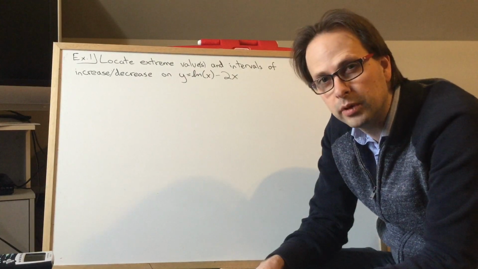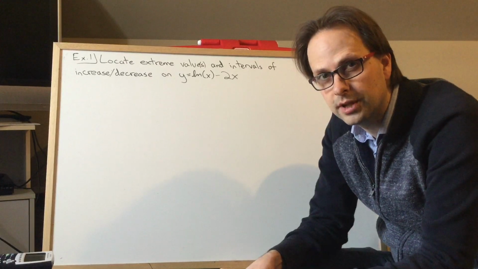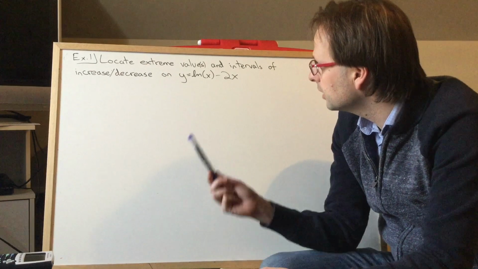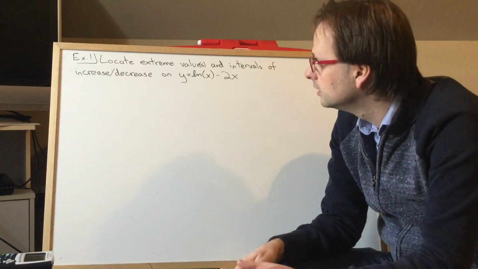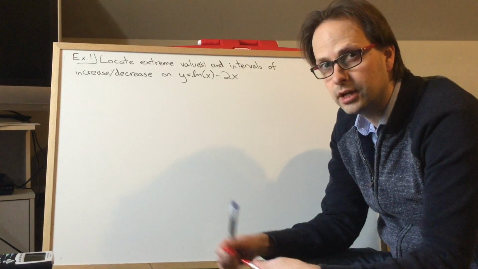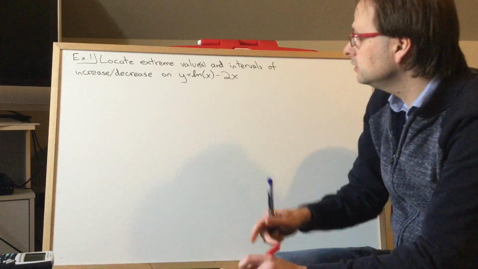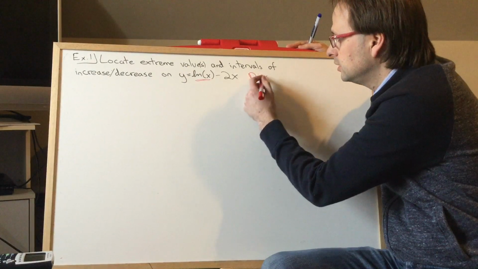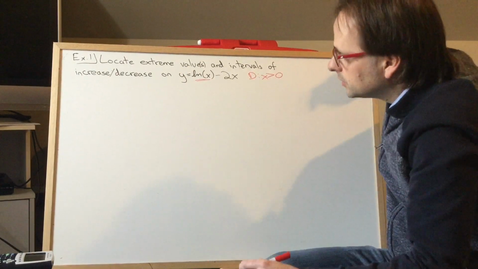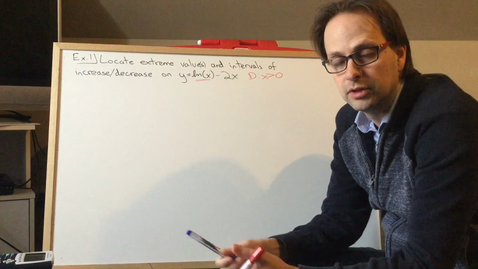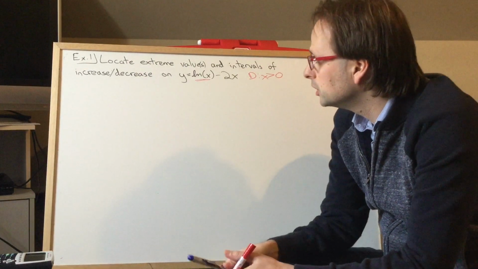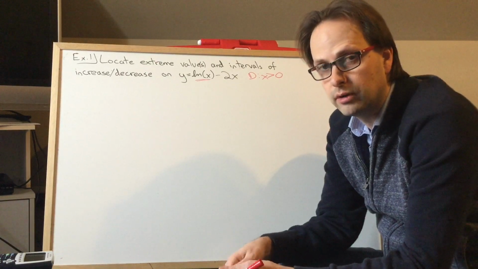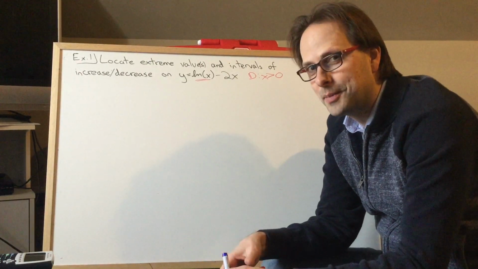In this first example, we're going to find intervals of increase and decrease and any extreme values on this function, y equals the natural logarithm of x minus 2x. So just like we said in the last slide, we want to check out the domain. This has a ln x in it, so its domain is x greater than 0. You can't take the natural logarithm of 0 or a negative number. You can only put in positive values into this. And that means if we find any critical values that are outside that domain, we really don't care about them.